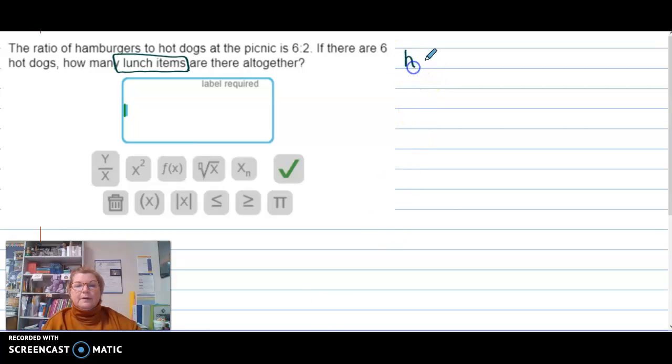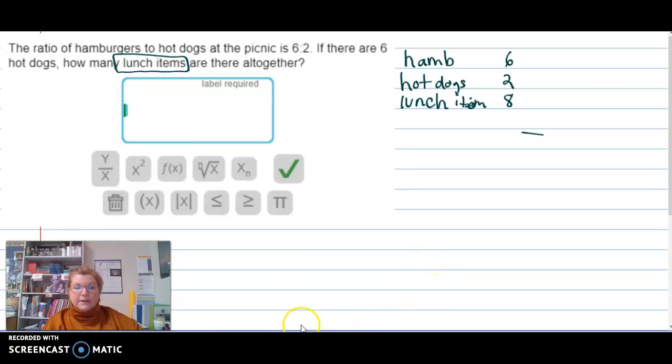I know that they're giving me hamburgers to hot dogs, and together they are equal to lunch items. So remember, ratios don't always have to be a comparison of 2 things. You can put a comparison of 3 things together. I know that there are 6 hamburgers and 2 hot dogs in the given ratio, which is a ratio of 6:2, or add them together for a total of 8 lunch items.